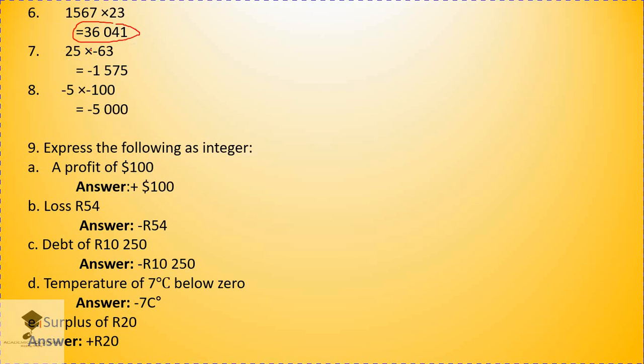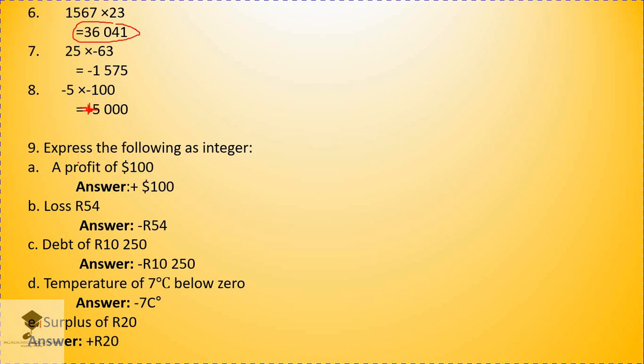Positive 25 multiplied by negative 63 is going to give us a negative answer, because remember, positive multiplied by negative gives us a negative. So positive 25 multiplied by negative 63 is going to give us minus 1575. Now the next one, number 8, minus 5 multiplied by minus 100. Negative multiplied by negative gives us positive. So this is going to be positive 5000.